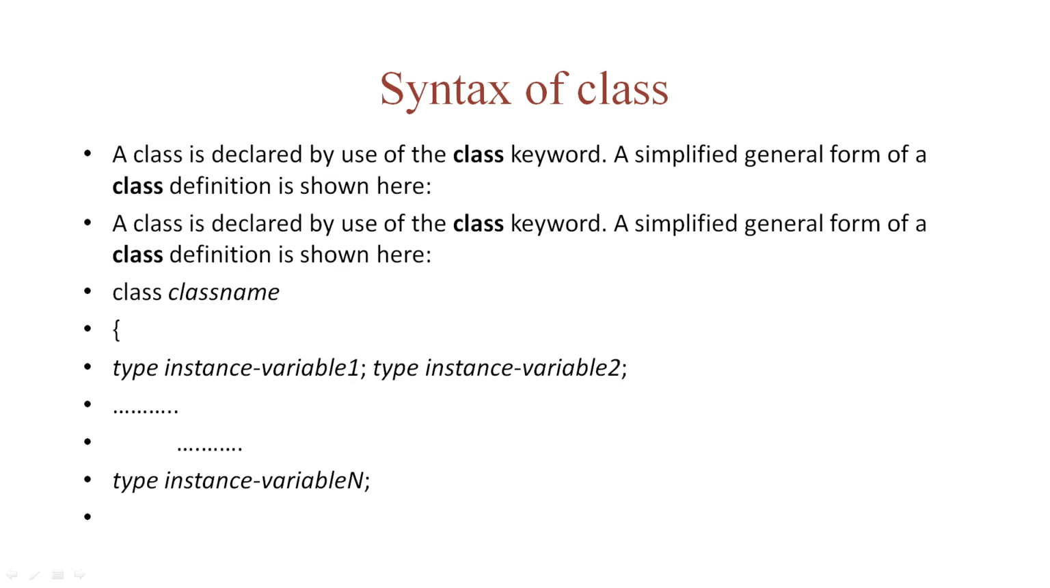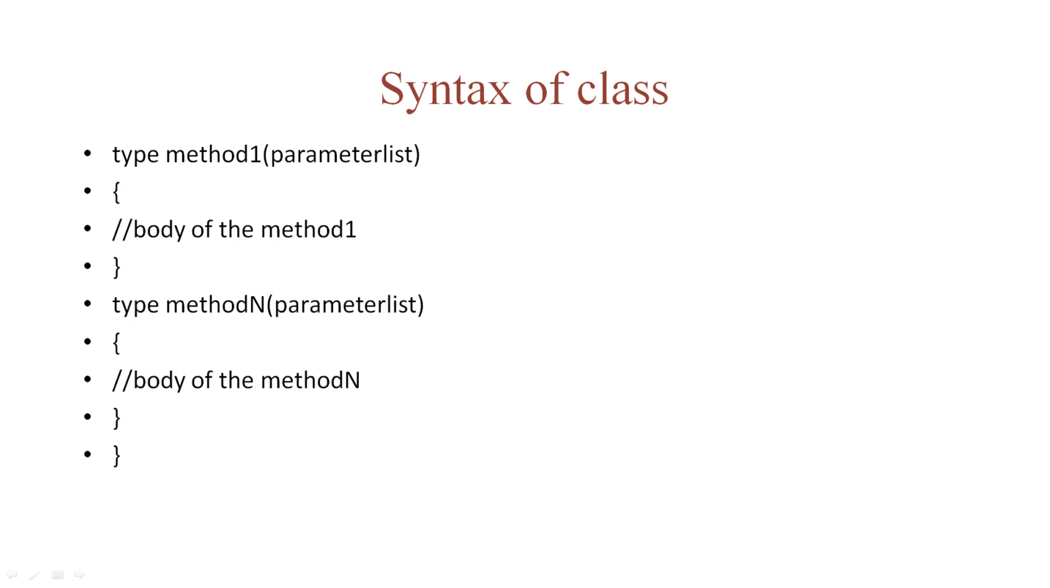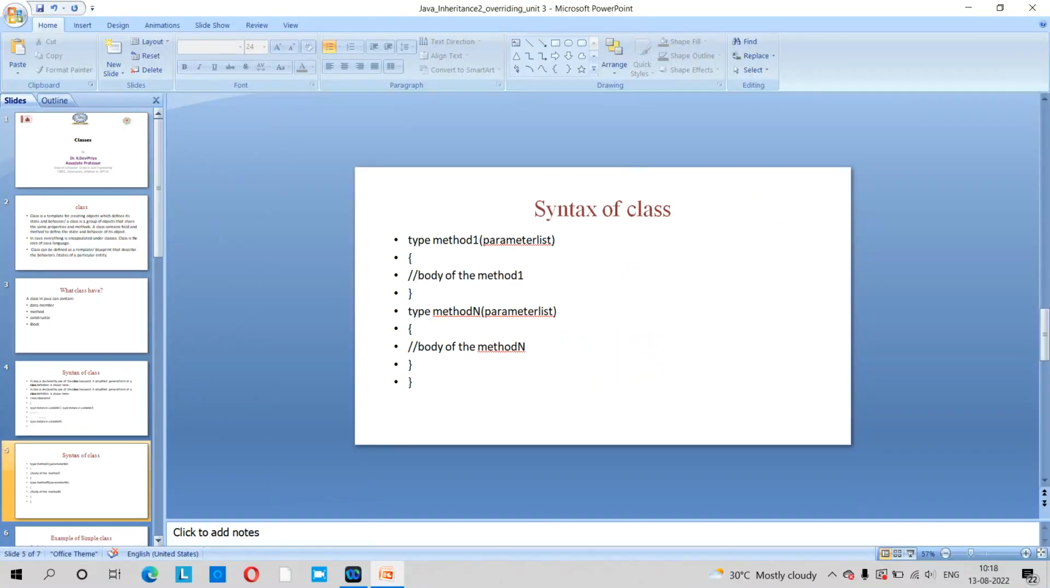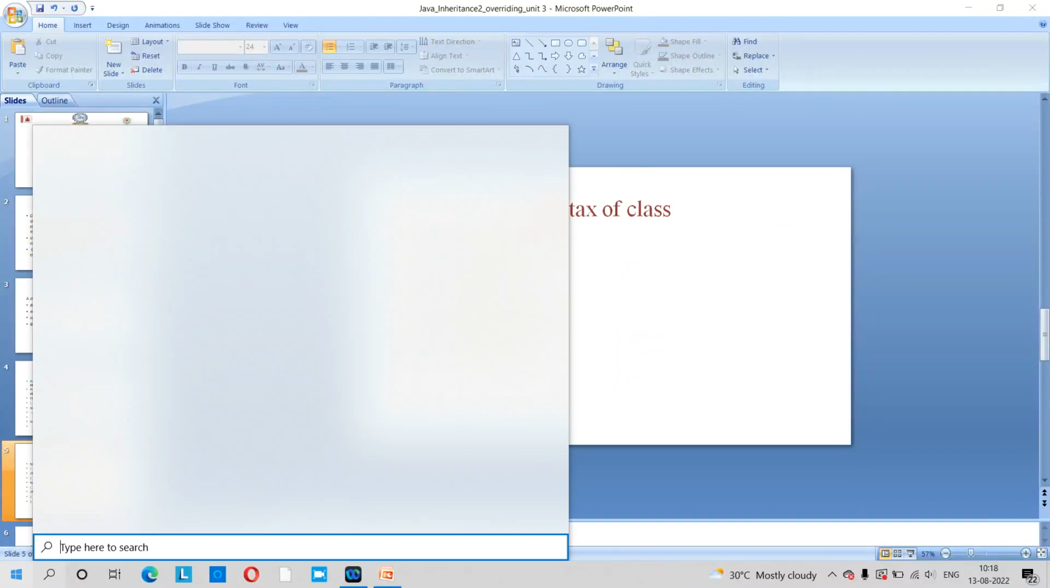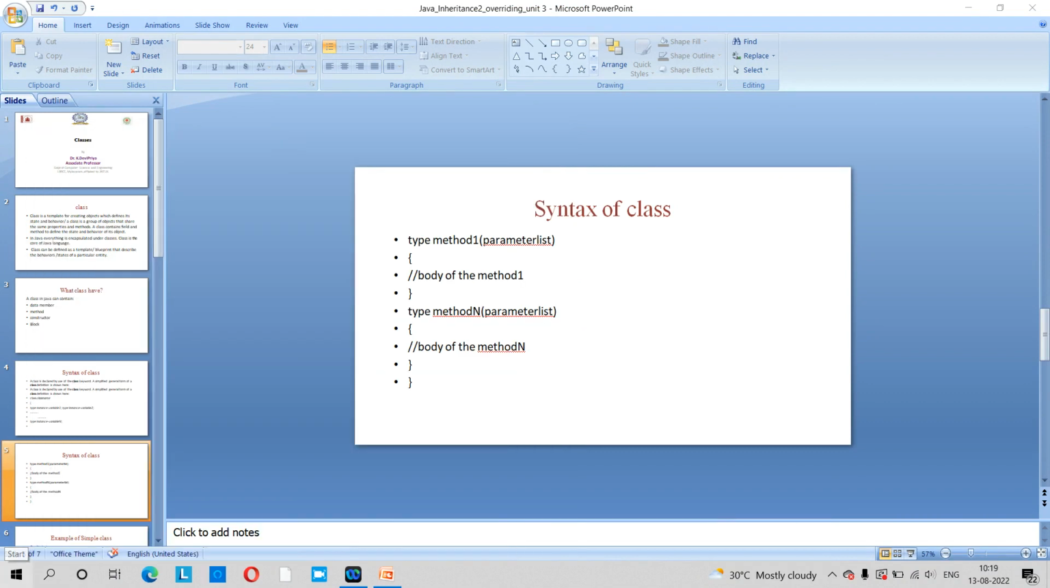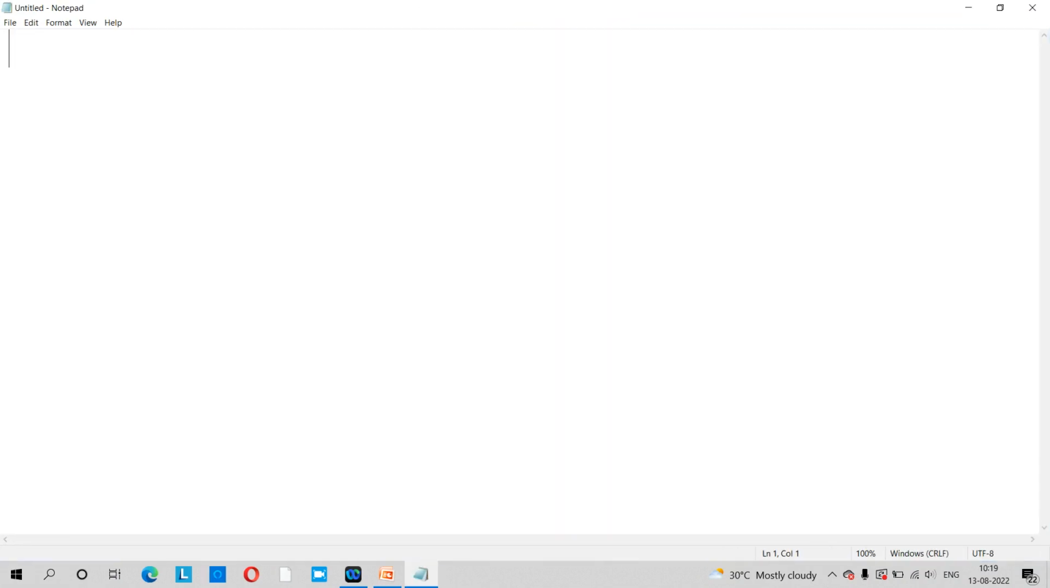Again I can recap: class followed by the class name, open brace, type instance variable 1, type instance variable 2, up to n instance variables, and whatever methods you want, we can add the methods also, with the body of the method. I can write a very simple application. I can just open the text editor, Notepad. So we have seen the class syntax.